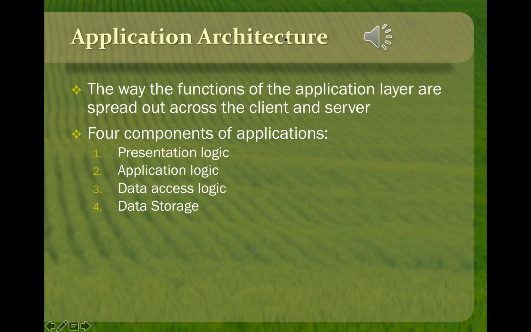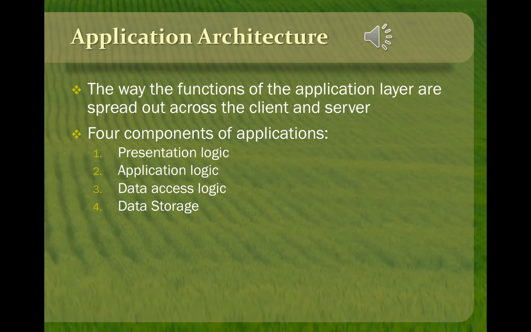Now we're going to discuss the application architecture. This architecture is the way the functions of the application layer are spread out across the client and the server. It consists of 4 components. The presentation logic. This really comes down to how it appears, how it looks, how it functions. It's the shell that you operate in, the window that the application you're running operates from.